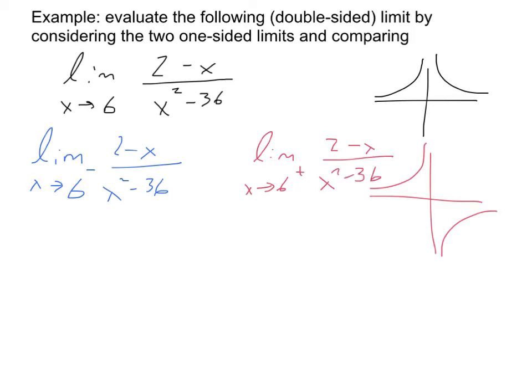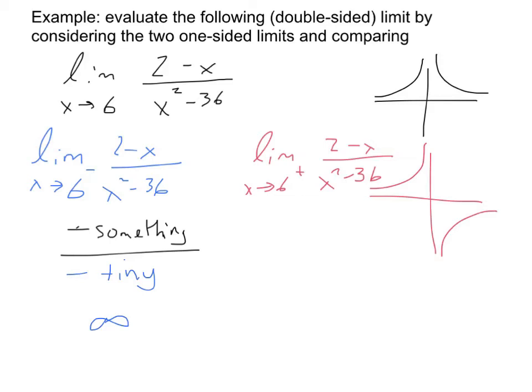So if I'm approaching from the left, it means I'm plugging in something just barely smaller than 6. So in the numerator, 2 minus something smaller than 6, that's still going to be negative. So I have a negative something over. Now, when I substitute in something that's barely smaller than 6 and square it, I'm going to get something smaller than 36, which means I'm going to end up with a negative tiny in the denominator. So my final answer for this half of the limit is that it's approaching positive infinity.